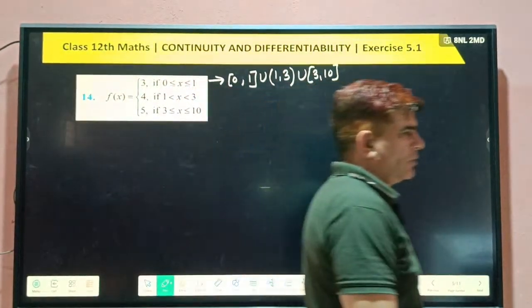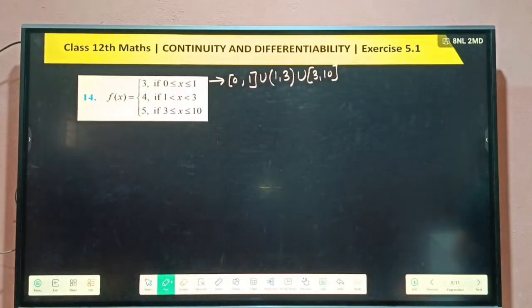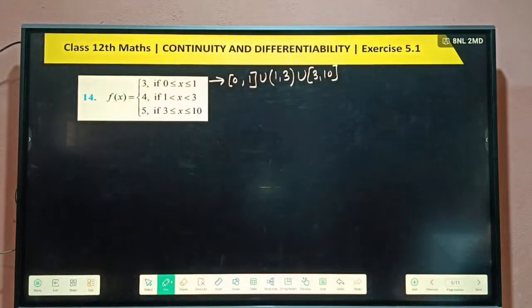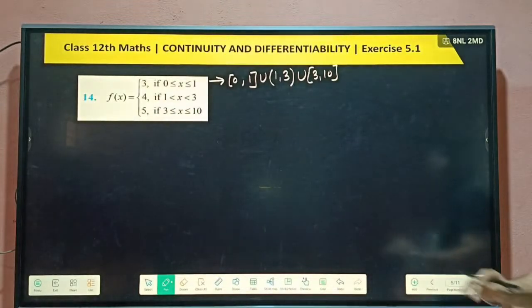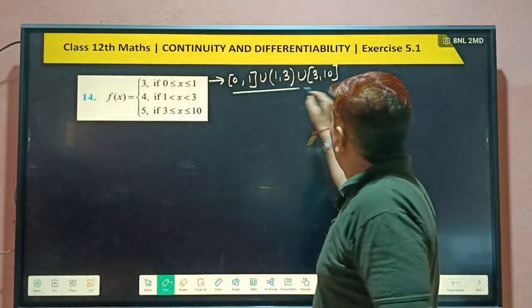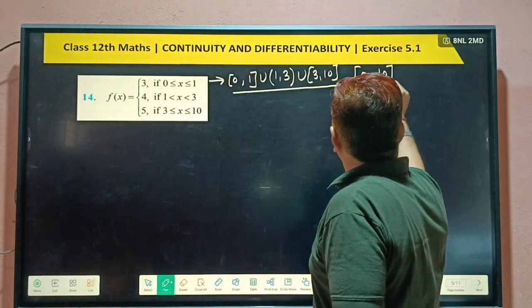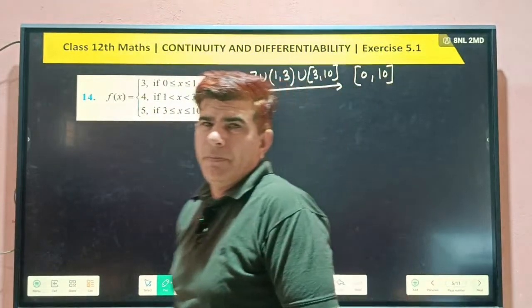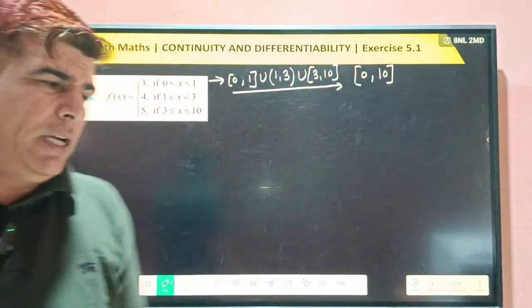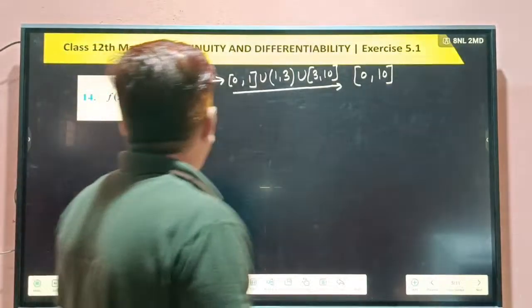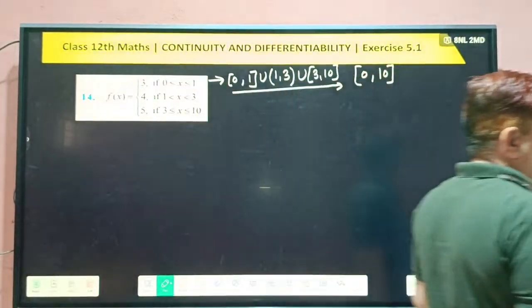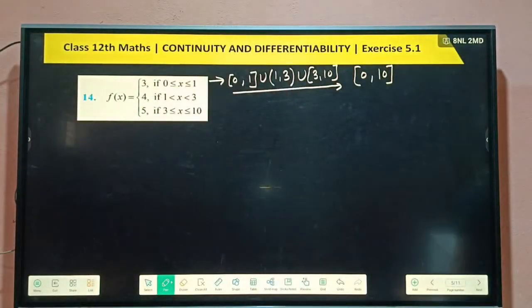What's the domain of this function? You can tell me. So what can you say? What's its domain? Domain is the closed interval 0 to 10. It means 0 is also included and 10 is also included in it. So what you will do? You have to find out.